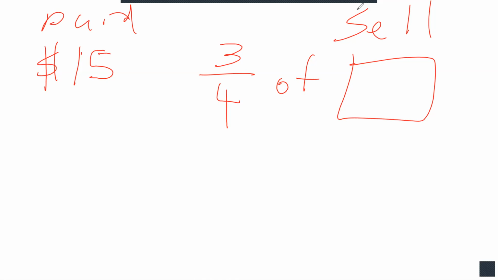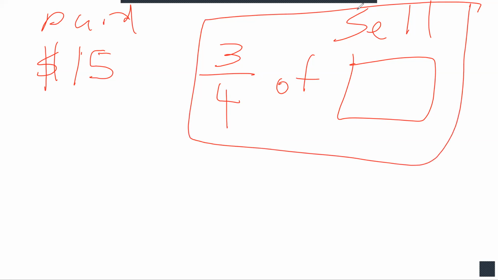It's not the only one. So this is the same problem, except look, this is where you have to decipher it. Oh, they gave me this. I'm trying to find the number that generated 15 when I took 3/4 of it. So I'm trying to find this number. You could guess and check, that would work. But this over here, we know what this number is already. So 3/4 times something gives me 15.